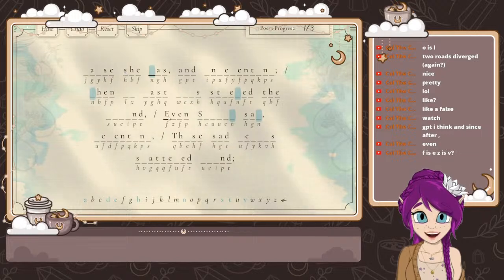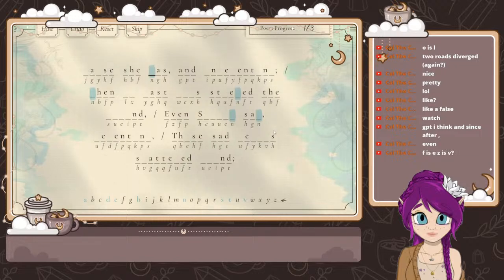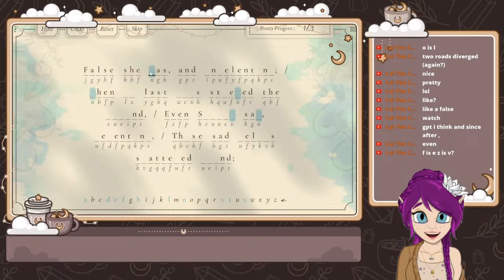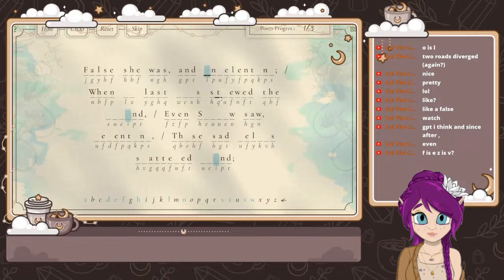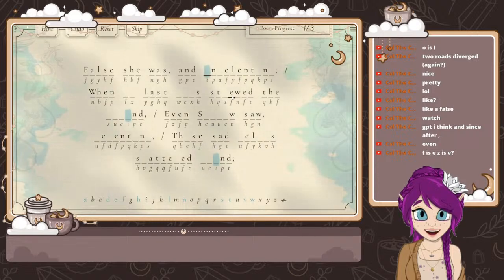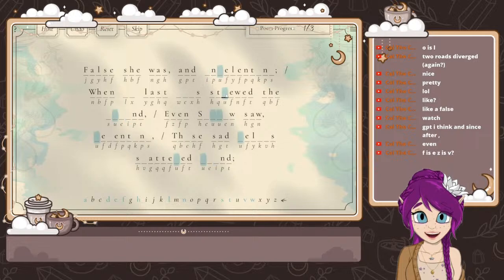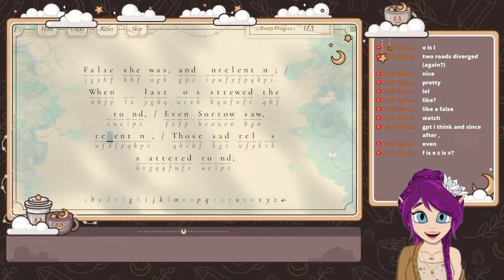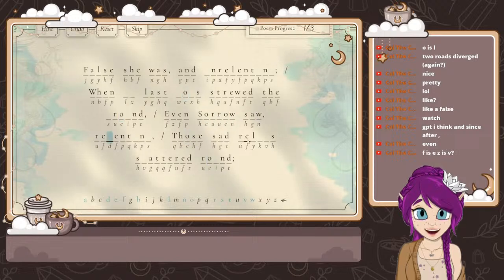F is E. And Z. Where's my Z? Yeah. Let's play with the false. False she was. And when last strewed? That one is sorrow. Sorrow, even sorrow saw those sad.